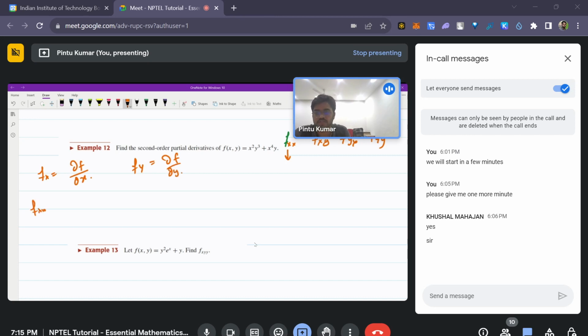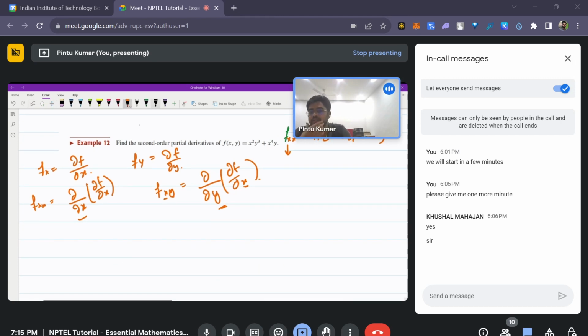What is f of xx? This is the partial derivative of del f by del x. So you have calculated the partial derivative once, and you are again calculating its partial derivative with respect to x. What is f of xy? This is the partial derivative of del f by del x with respect to y. So whatever comes first is evaluated first, whatever comes last is evaluated later. Okay.